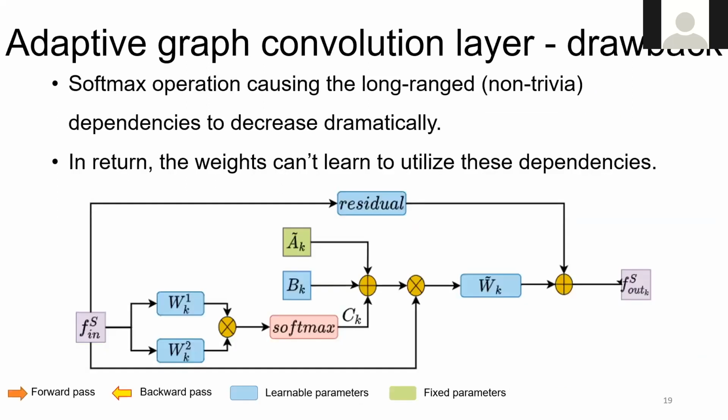The input data enters the self-attention module that produces the sample's unique matrix. Then, the softmax operation normalizes the matrix, causing the long-range dependencies, which tend to be weaker, to decrease dramatically. Therefore, the model isn't able to learn these dependencies, since it never propagates them forward, and in return, no gradients are pushing the model in this direction.